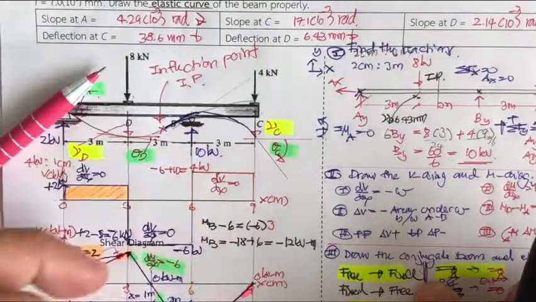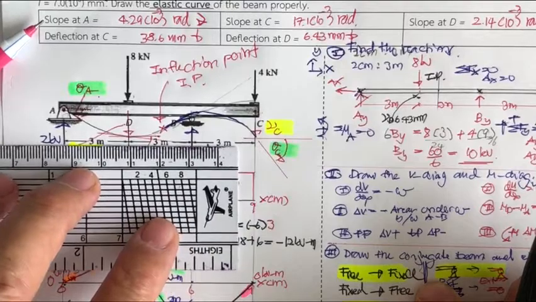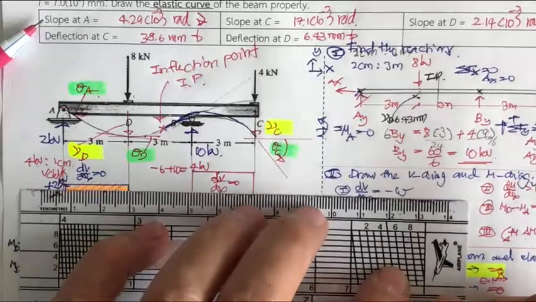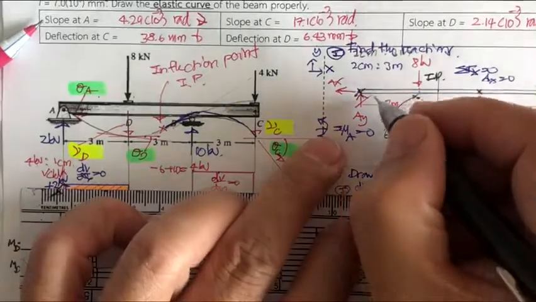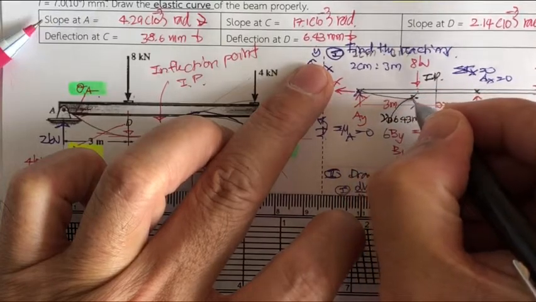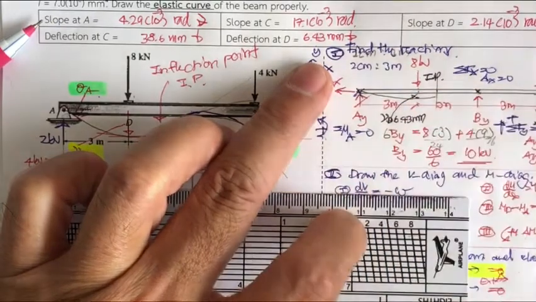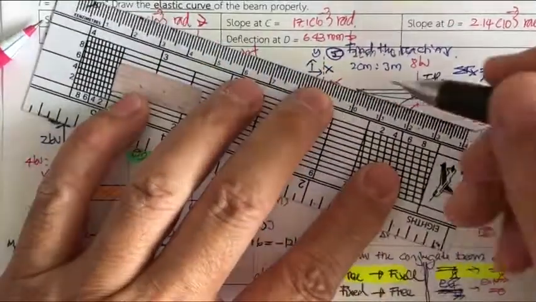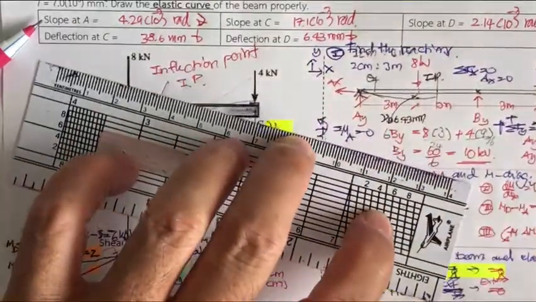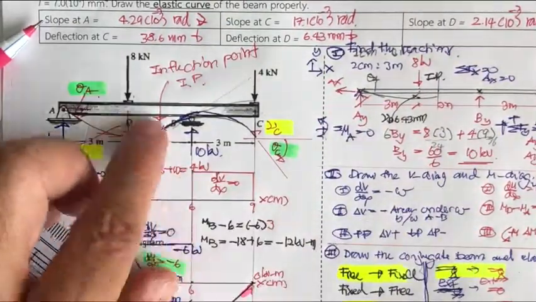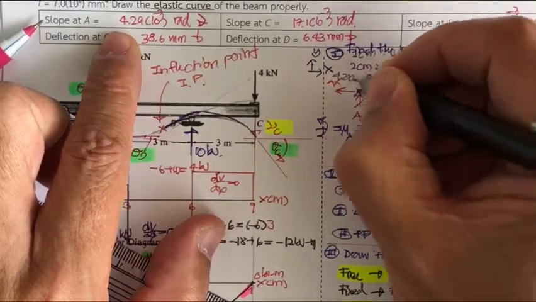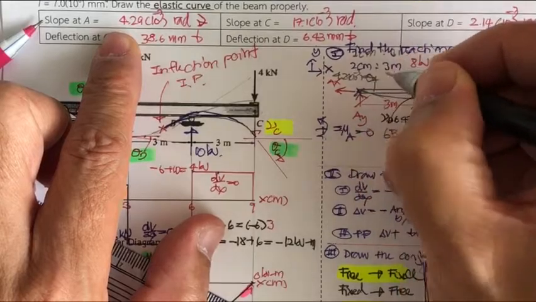This one is not correct. This one is correct. It's only 1 meter, so 1 meter is about this. And this one will be curved like this. This is going to be theta sub A, and what we have is 4.29 times 10 to the minus 3 radian.